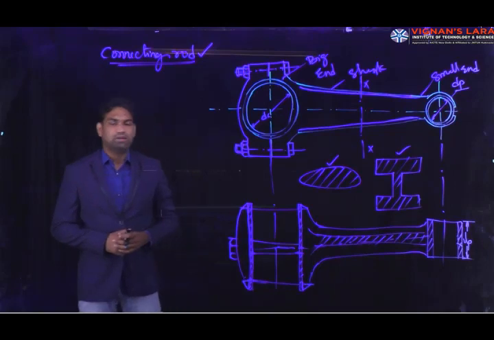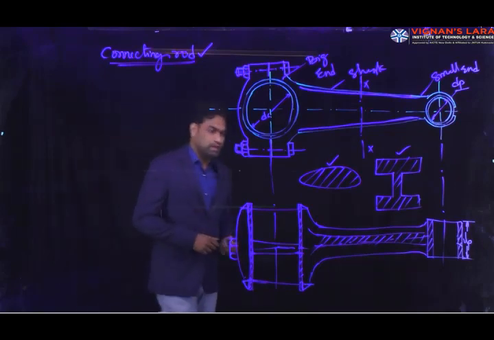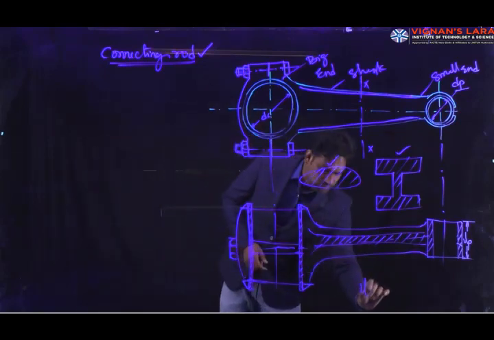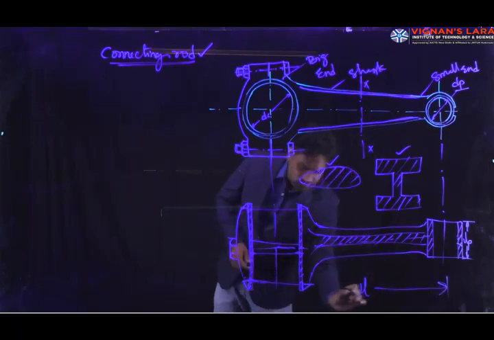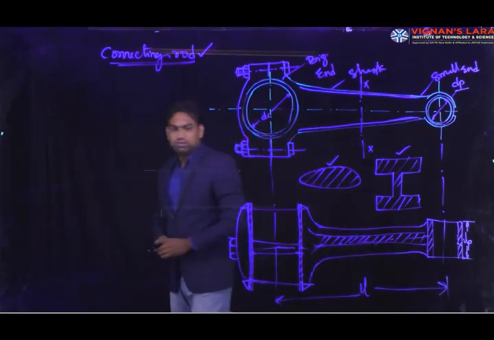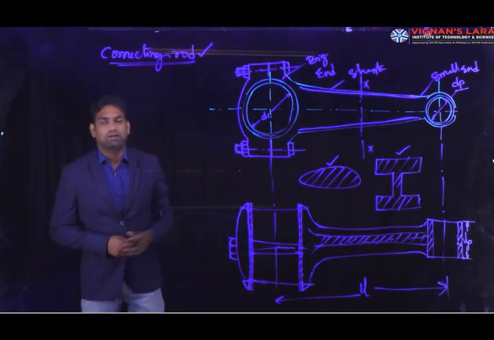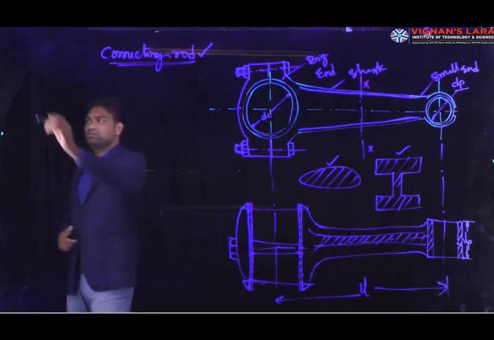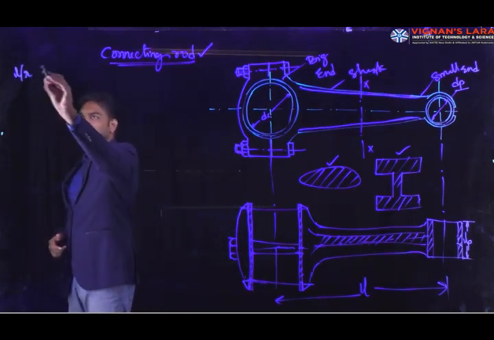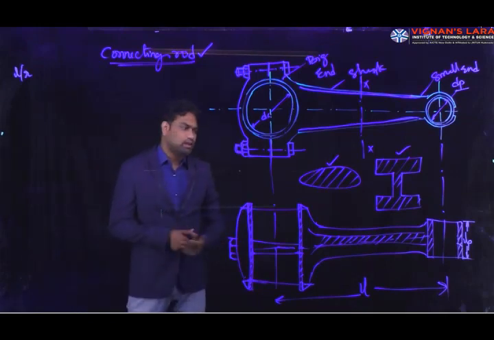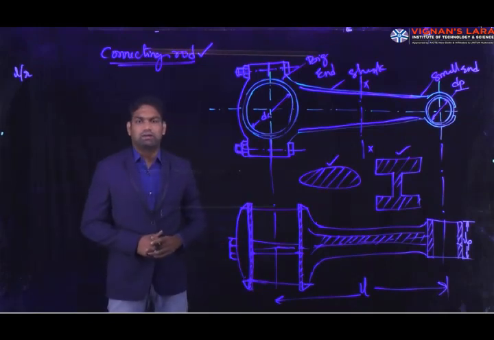Here the length of the connecting rod is L, measured from the axis of the crank pin to the piston pin. This length of the connecting rod usually depends upon the L by R ratio, where R is the radius of the crank.